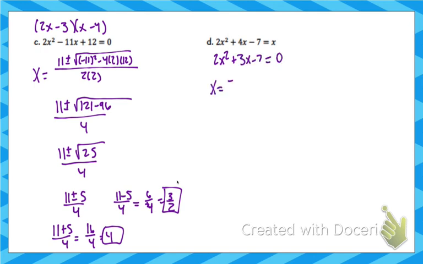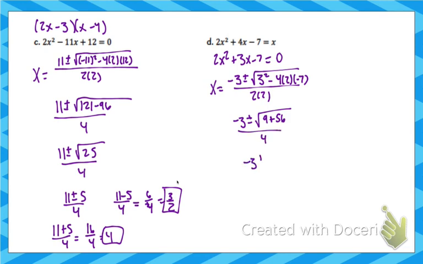and then negative b plus or minus the square root of b squared minus 4ac all over 2a. So then this is going to be 9 plus 56, which is going to be 65 over 4. And at this point, the square root of 65, that's not going to simplify any farther. The only factors I can come up with are 5 and 13. Those are both prime numbers. So there's no pairs, so the square root of 65 doesn't simplify. This is as far as we go.